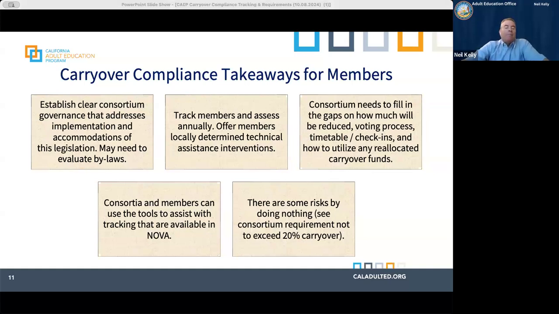And then if you opt out and do nothing, there's still the consortia 20%, which is taking into consideration all your members anyway. So you might want to think about the member consortia opt in to at least have some way of holding everybody accountable so you don't get over the 20%. And I think a lot of people have done that. So next slide, please.